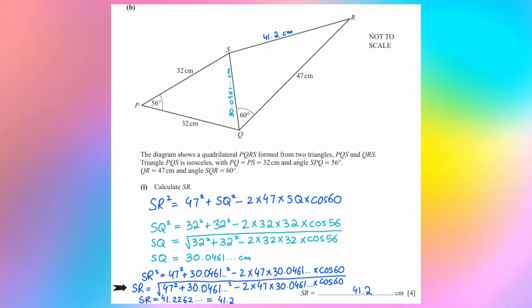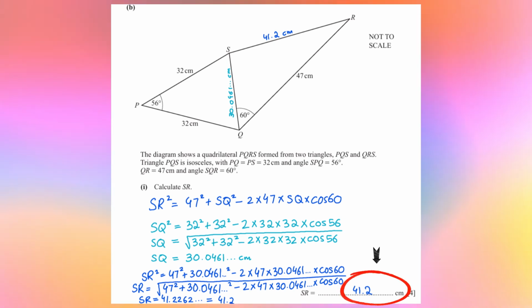SR. Then we take the square root of both sides. Entering all that into our calculator gives us a long value, 41.2262, and so on. Rounding off to three significant figures, we get 41.2. Therefore, SR equals 41.2 centimeters.